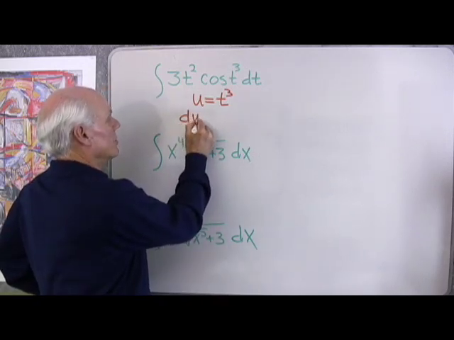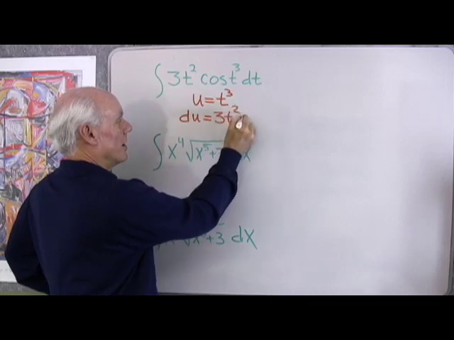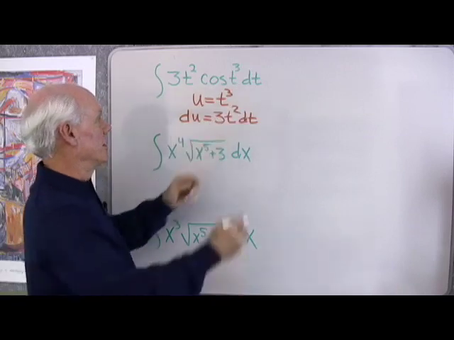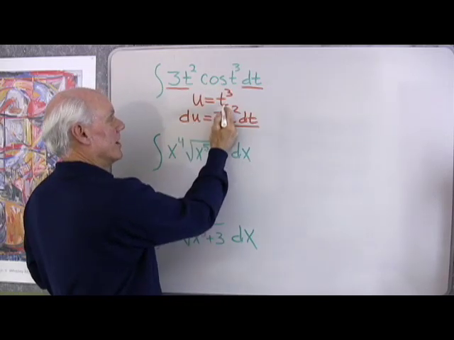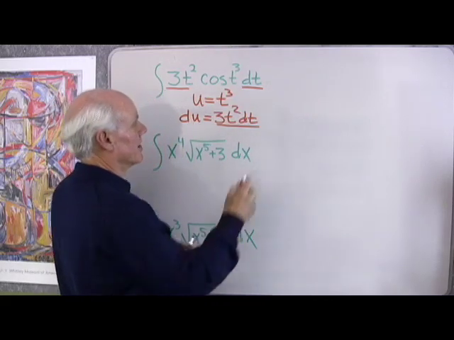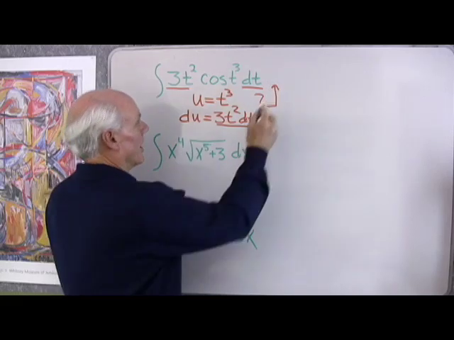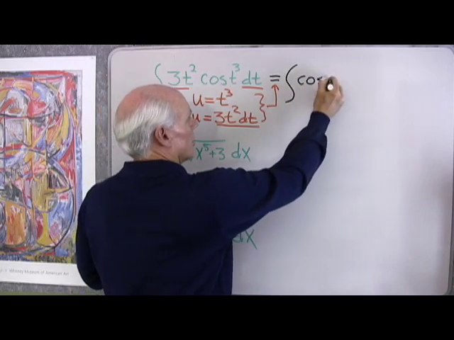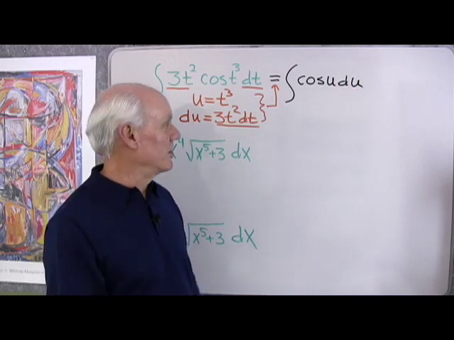So du then is equal to, I differentiate this, 3t squared dt, and then I see that I have 3t squared dt. So 3t squared dt is du, and then u is equal to t cubed. So it looks like I can just take this substitution right here, put it in, and end up with the integral of cosine u du. Okay, pretty simple, right? Cosine u du.